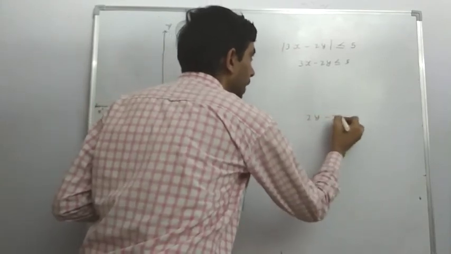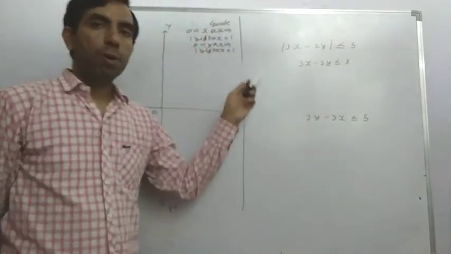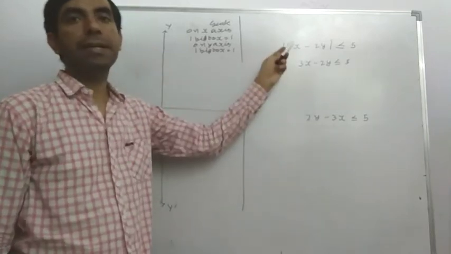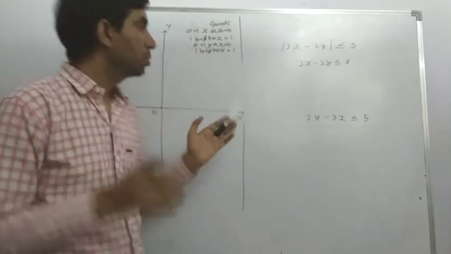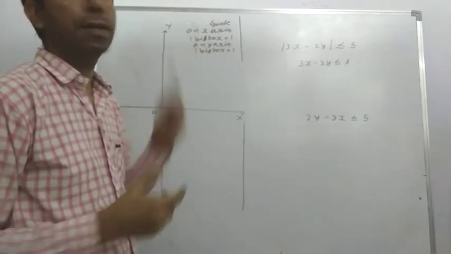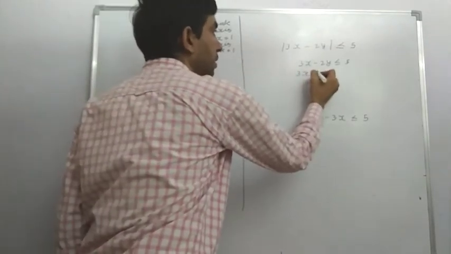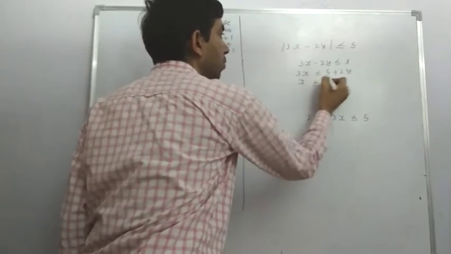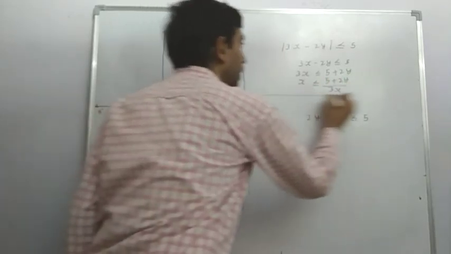2y minus 3x less than or equal to 5. In mode we take the equation two times. First time we take it as it is, and second time we change the sign of the part inside the mode. So we represent the following equations by the previous method in a graph. Solving it, we take x on the left side: 3x less than or equal to 5 plus 2y, and x less than or equal to 5 plus 2y upon 3. We make a table.